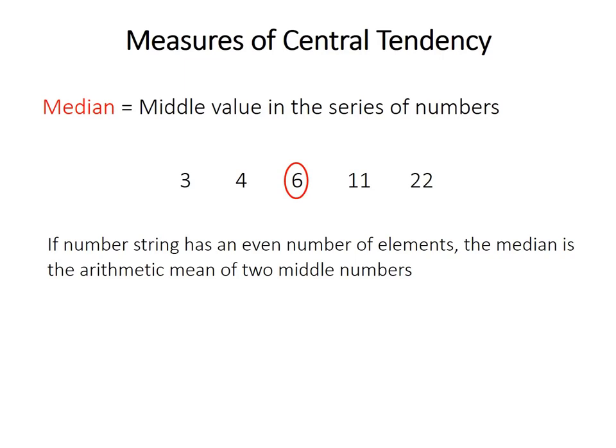If you have an even number of measurements, there is no middle number. In that case, the median is just the arithmetic mean, which we discussed in the previous slide, of the two middle numbers. In this case, there's an even number of measurements, so there's no middle number, and the median is the average, or the mean, of 6 and 8. So the median in this case is 7. Again, remember that this is the sample median, and we're using it as an estimate of the true population median.